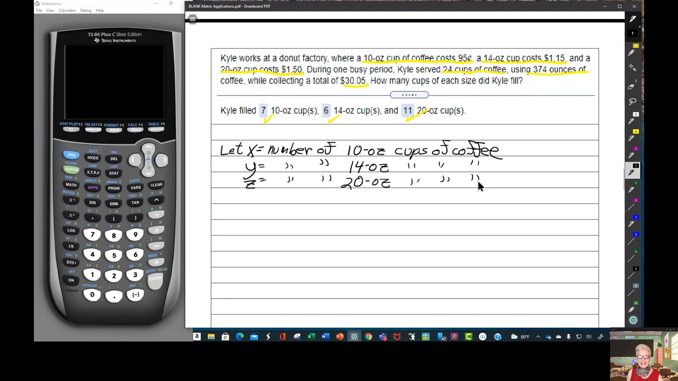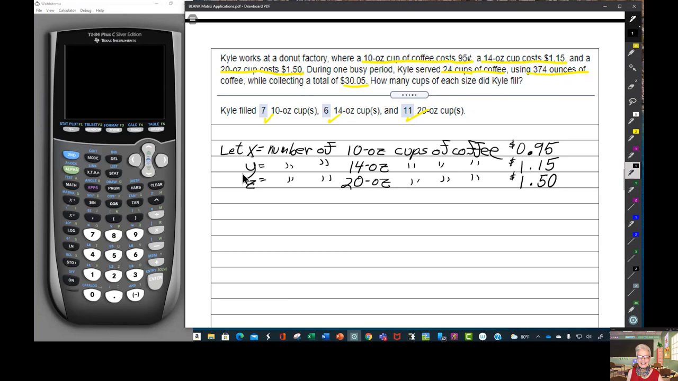And while I'm at it, I think I'll take some more notes here. The 10-ounce cup of coffee costs 95 cents. The 14-ounce cup of coffee costs $1.15. And the 20-ounce cup of coffee costs $1.50. That just sort of lets me keep track of two things at once. All right, now we're getting information here.